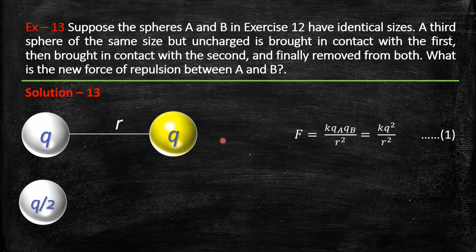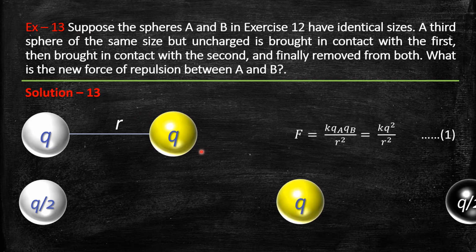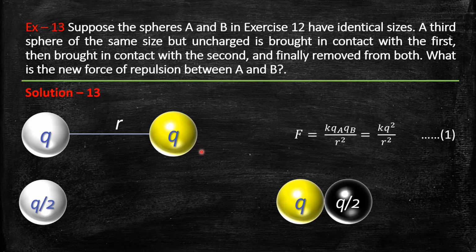Now the third sphere is having q by 2 charge, and if we put it in contact with this one, what will happen now? Say this one is having 1 q and this one is having half q. So what is the total charge? Total charge on the sphere is 1.5 q, isn't it? And that 1.5 q will be distributed equally between the two. So what is the half of 1.5 q? It will be here. The other half of 1.5 q will be here. That is 0.75 q, 0.75 q, or else you may say 3 by 4 q.